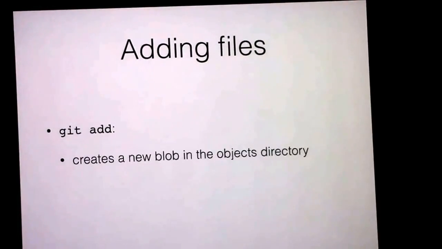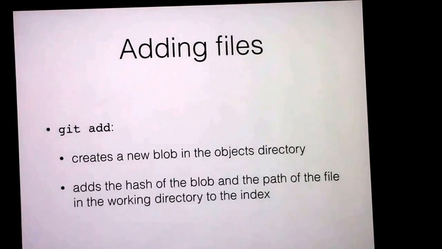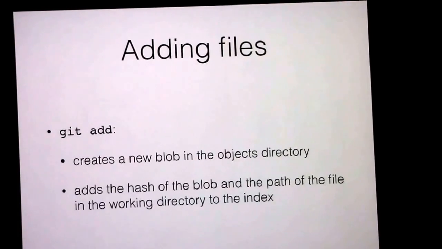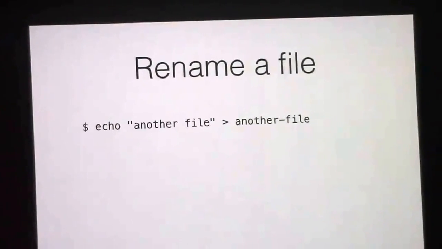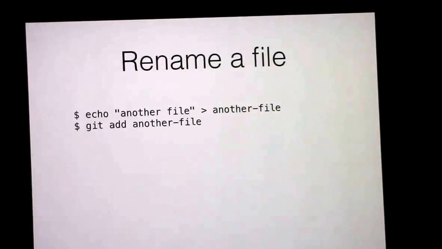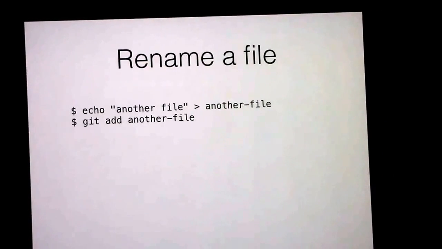So adding files does this. It creates a new blob in the objects directory and adds the hash of the blob and the path of the file to the index. That's add. That's all it does. Rename a file. Let's create a new file called another file and add it. Go ahead and we'll add it to the repo.